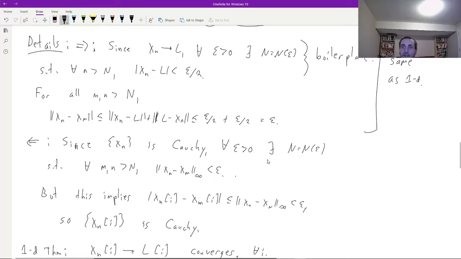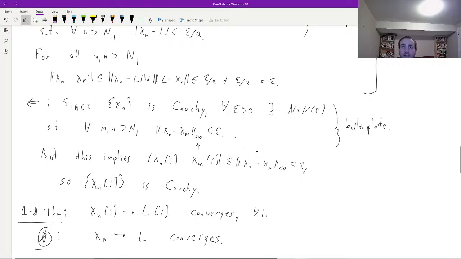In the other direction, well, we start off with a little boilerplate as well. Since x_n is a Cauchy sequence, for all epsilon greater than 0, there exists some N depending on epsilon, so that for all little m and n bigger than capital N, x_n minus x_m in norm is less than epsilon. And here I'm going to choose a norm. I'm going to be using the sup norm. Okay, great.